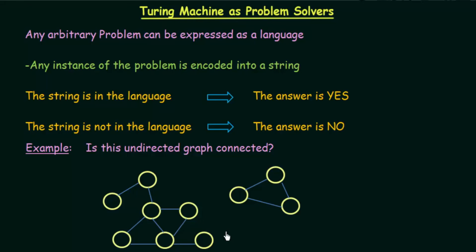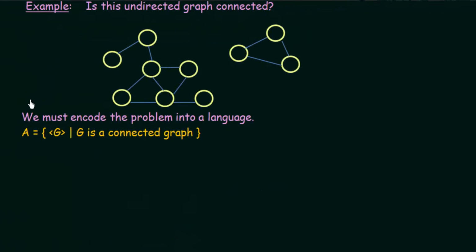We will see how we can formulate this problem into a language and how we can design a Turing machine to solve this problem. We will not be designing the entire Turing machine for this because that is going to take a lot of time. We are just going to get an idea of how we can do this. The first step is that we must encode the problem into a language. We have a problem here and we understood what our problem is. Now we have to encode it into a language.